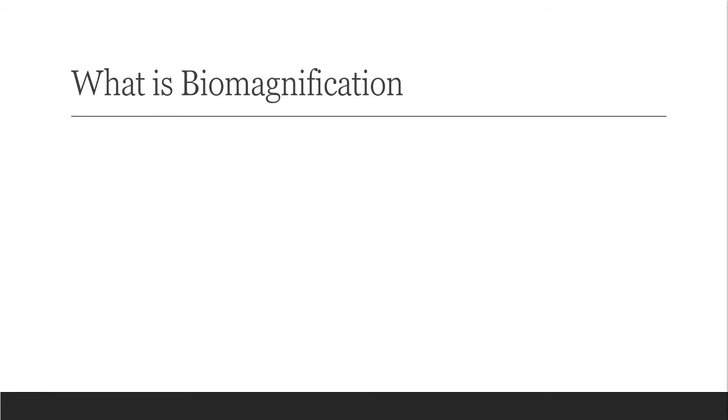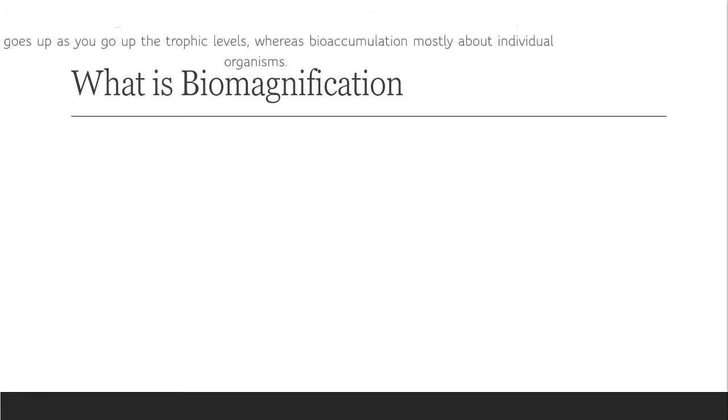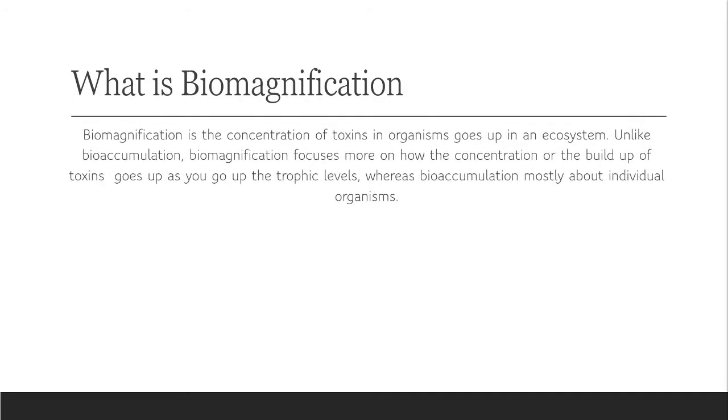But what is biomagnification? Biomagnification is a concentration of toxins in an organism that goes up in an ecosystem. Unlike bioaccumulation, biomagnification focuses more on how the concentration or the buildup of toxins goes up as you go up the trophic levels, whereas bioaccumulation is mostly about individual organisms. To get a better sense of biomagnification, let's create an example using pictures.